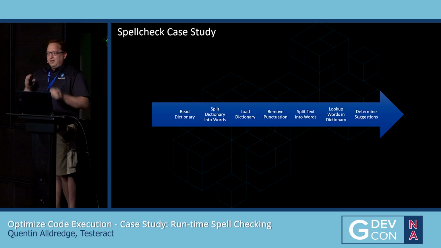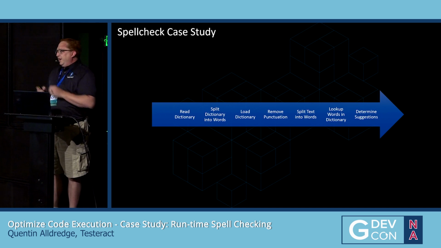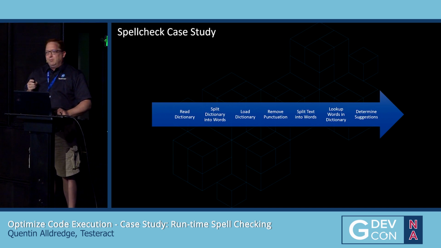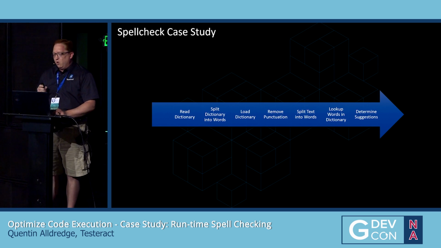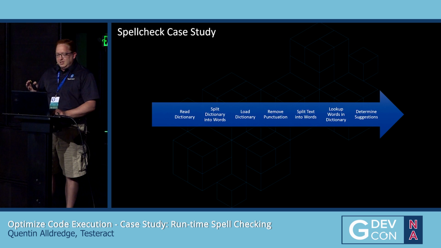These are the different pieces that I broke the spell checker up into, and we're going to go over each of these: read the dictionary, split the dictionary into words, load the dictionary, remove punctuation, split the text into words, look up the words in the dictionary, and then, if time, we'll talk about determining suggestions.